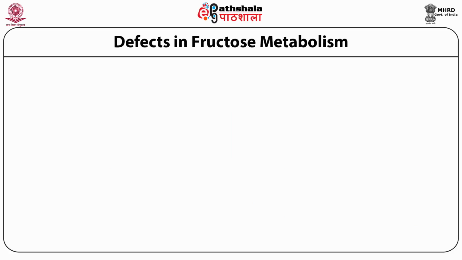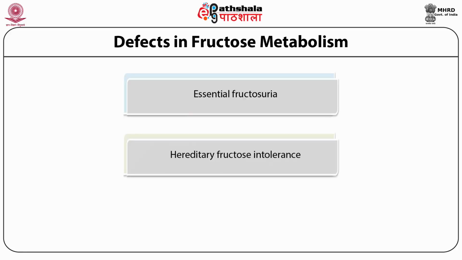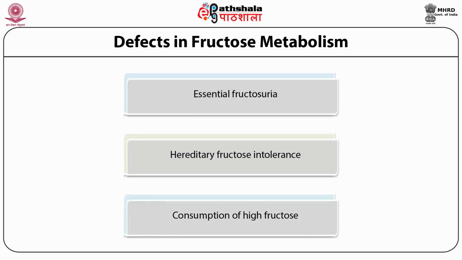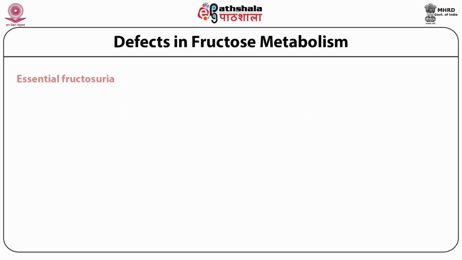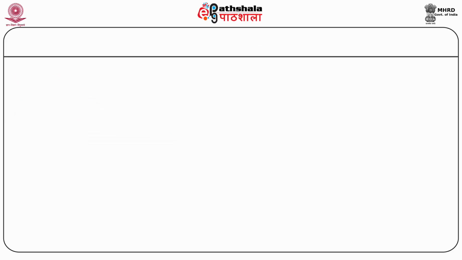Defects in fructose metabolism. Essential fructosuria, hereditary fructose intolerance, and consumption of high fructose are the common defects found in fructose metabolism. In essential fructosuria, fructose is not converted into fructose 1-phosphate due to the deficiency of the enzyme hepatic fructokinase. Restriction of dietary fructose is the remedy.